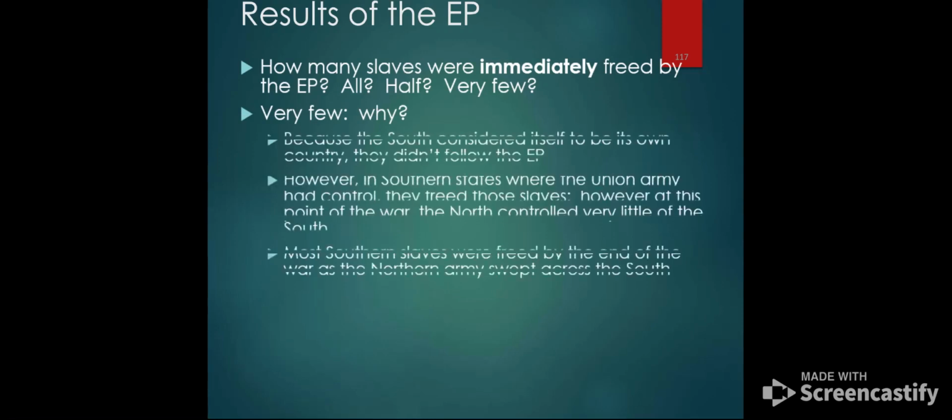And the reason why was because the South considered itself to be its own country. They're gonna hear this Emancipation Proclamation. They're just gonna laugh at it. They're gonna say, "Hey, Lincoln, you're not our president anymore. We're not following that." But in southern states where the Union Army had control, they freed those slaves. But at this point in the war, the North controlled very little of the South. Most of the southern slaves were freed by the end of the war as the Northern Army swept across the South.